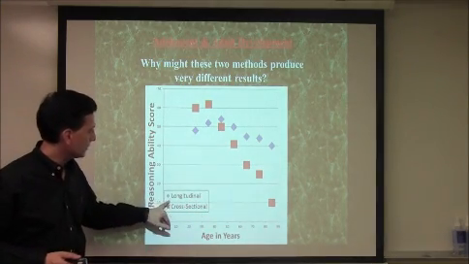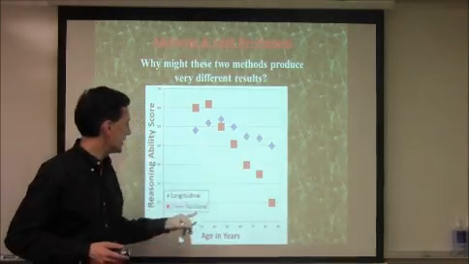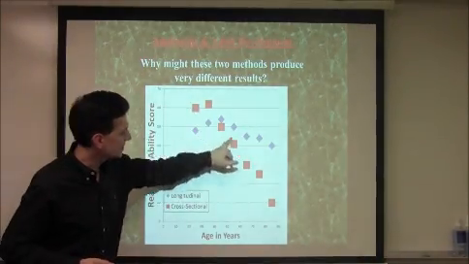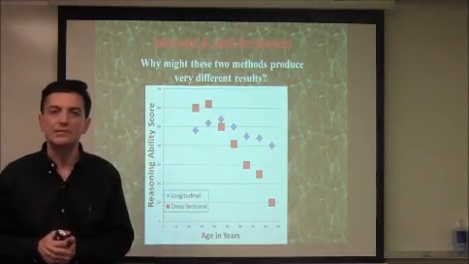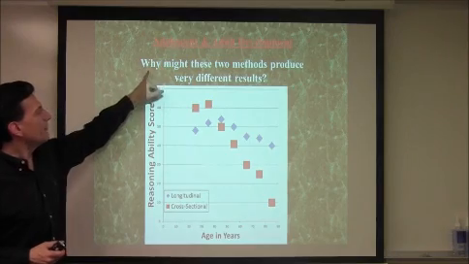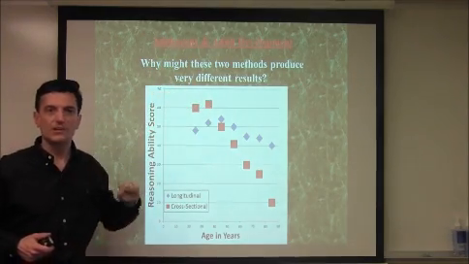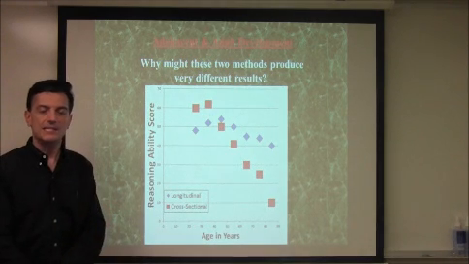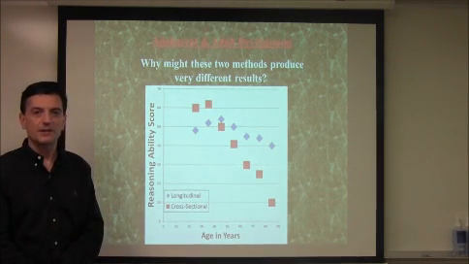In this blue diamond, you can see that we have longitudinal measures, and in the red squares, we have cross-sectional measures. And what's interesting is these two different kinds of measures are showing very different kinds of patterns. So why might these methods produce very different results is a question for you to think about. We'll let you stop the video and see if you can generate an answer to that question.